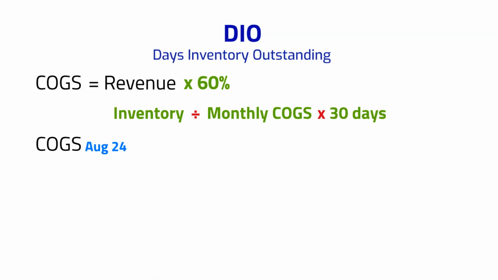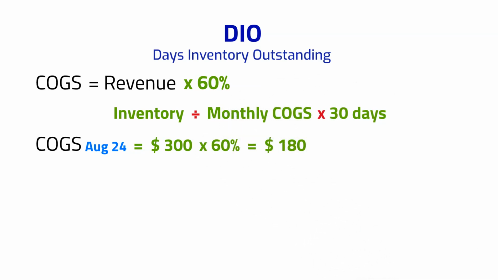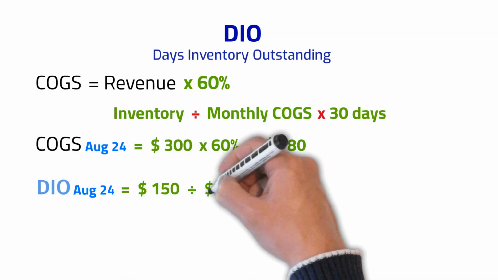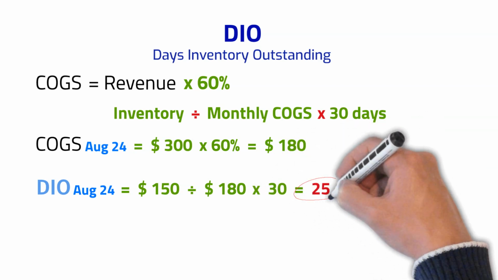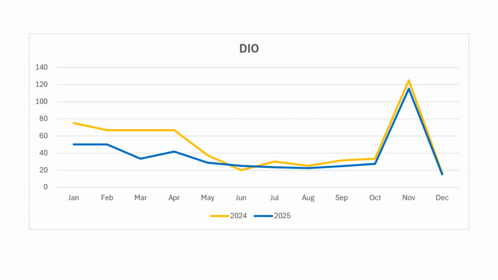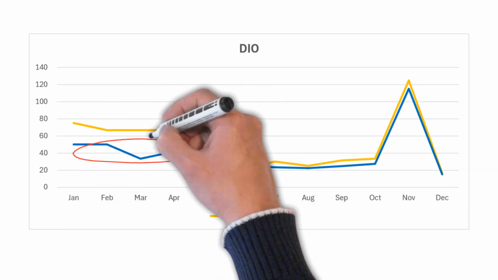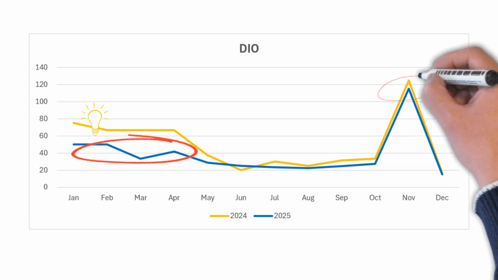For example, in August our revenue was 300. Applying 60%, we will get our COGS of $180. So our DIO would be 150 divided by 180 times 30 equals 25. And same for other months. Now we put the DIOs on the chart. We can see that on average our DIOs in 2025 were lower than in 2024. Well done! But we see this huge spike in November.